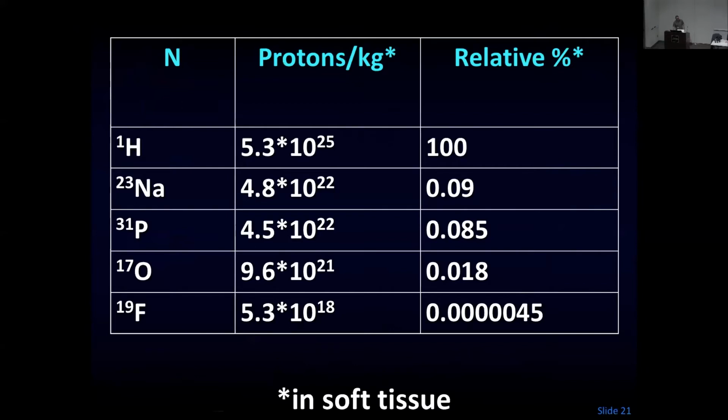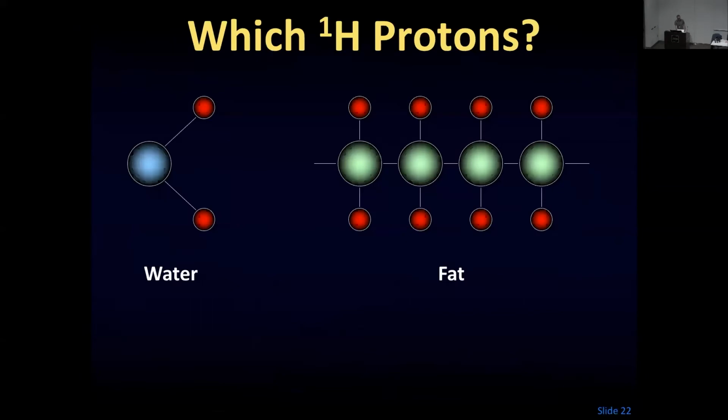It's not 0.9%. It's 0.09%. And that's the second most abundant one. Look at the abundance of 19 fluorine. There's so little of it that it'd be very difficult to actually generate an MR image if we were trying to image a human being based on things other than hydrogen. So we image hydrogen because it's far and away the most abundant.